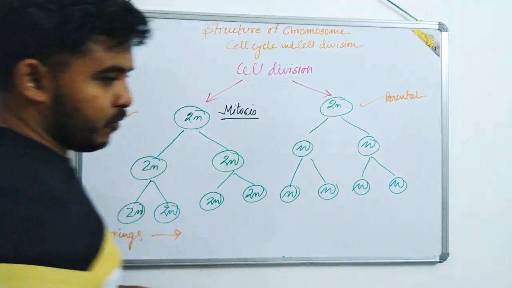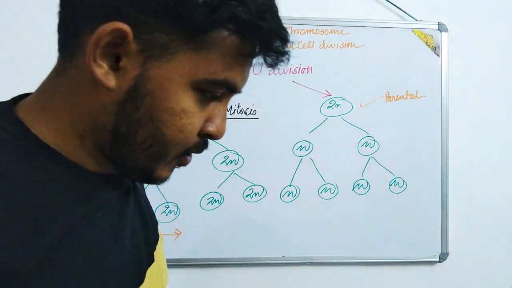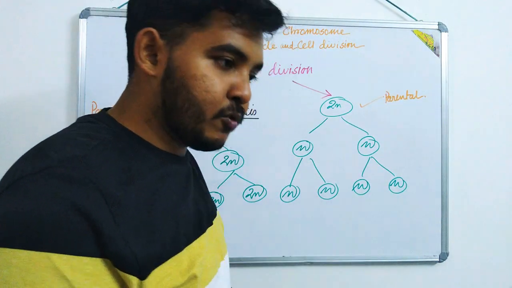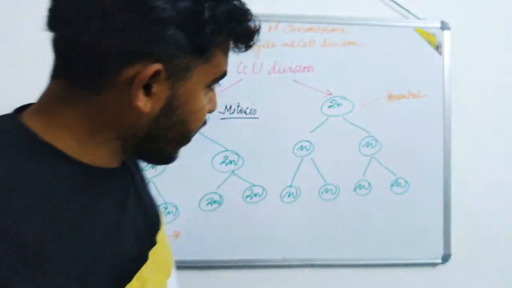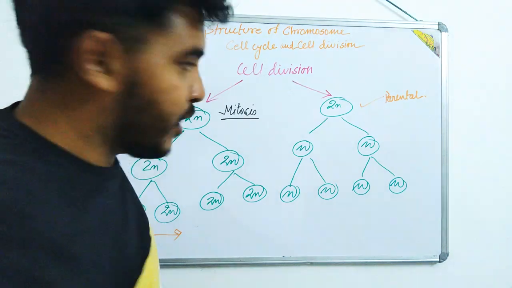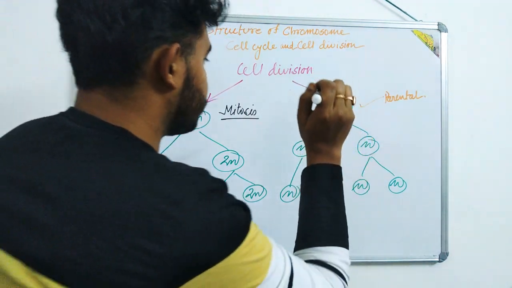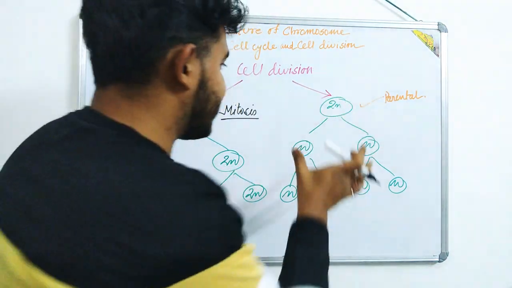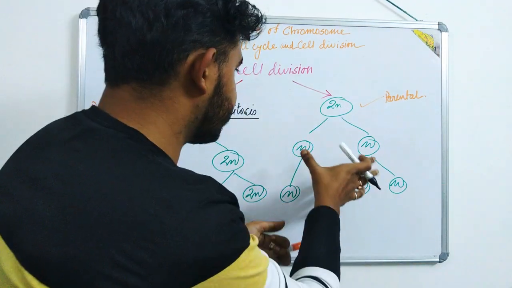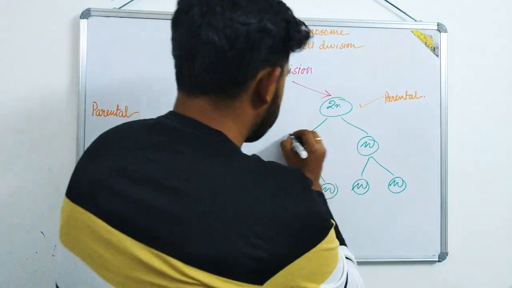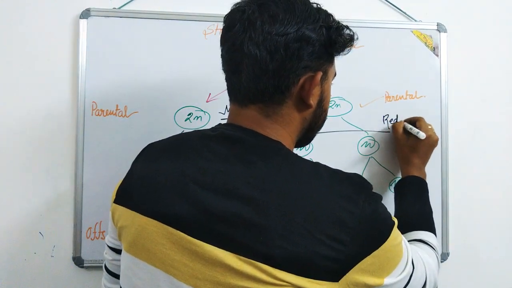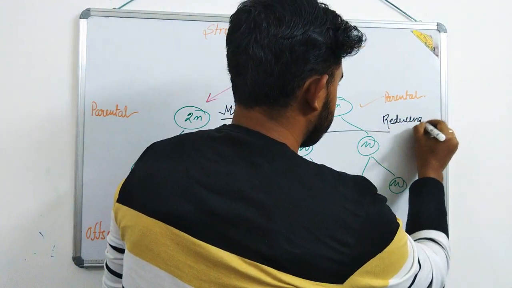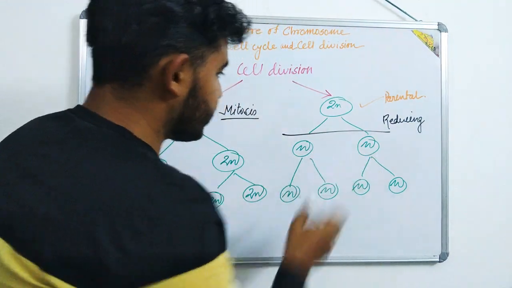That generally happens in our body cells or somatic cells, where the number of chromosomes remains intact, the same. And this is what happened here: 2n, the number of chromosomes in the parent was 2n, and it's getting halved. Look, in the first division it's getting halved. So here, the number of chromosomes is reducing.